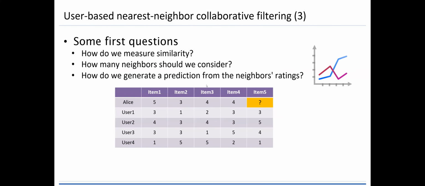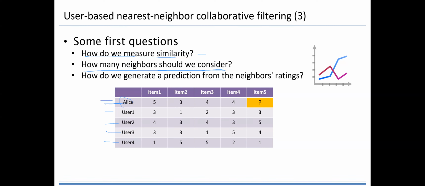So there's the first question. Before we do the calculation, I want you to learn about this. First, how can we measure the similarity? That is the first question. And how many neighbors should we consider? The similarity means I want to know whether Alice is similar to user 1, or user 2, or user 3, or user 4. It is one by one, or pairs. But how many neighbors should we consider?